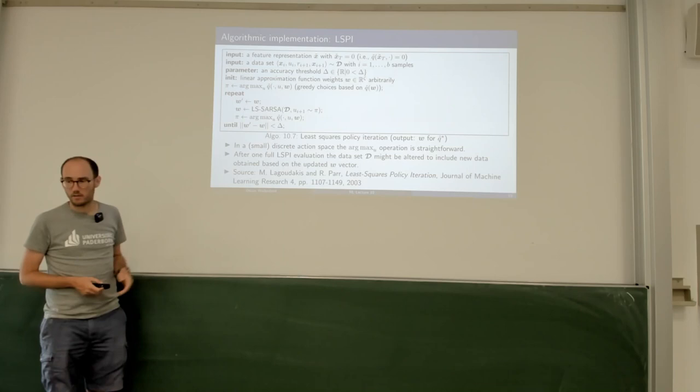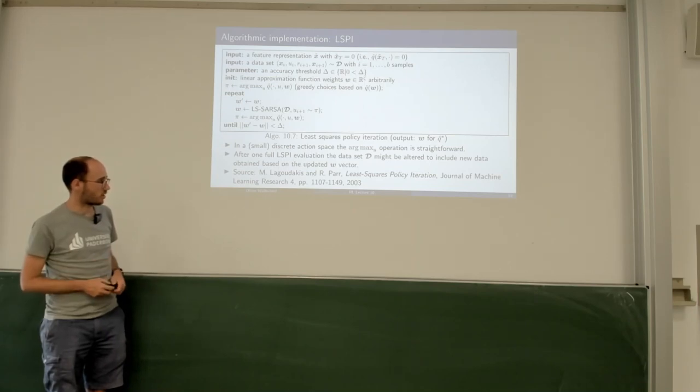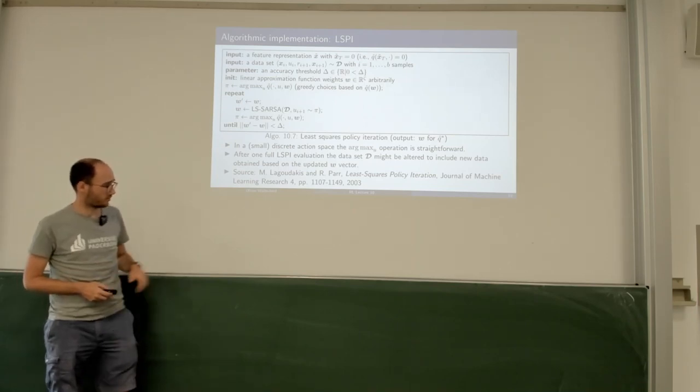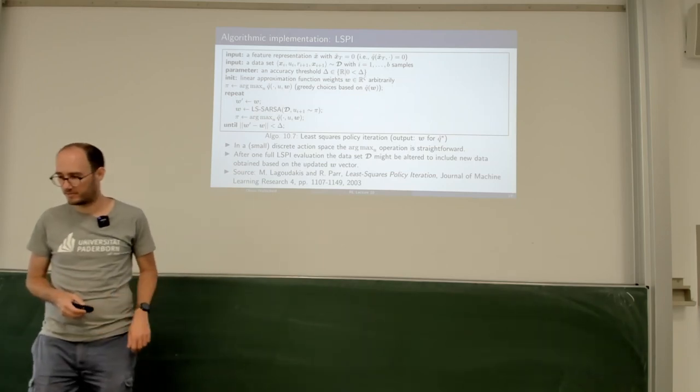If you'd like to see more information on this, I can also recommend you this literature source, least squares policy iteration, where the scheme was first introduced already 20 years back.